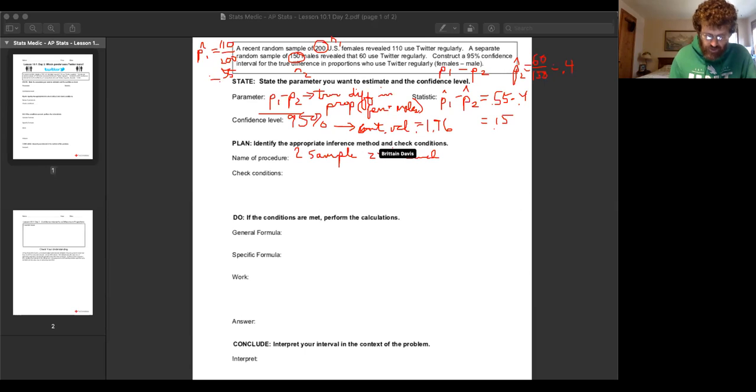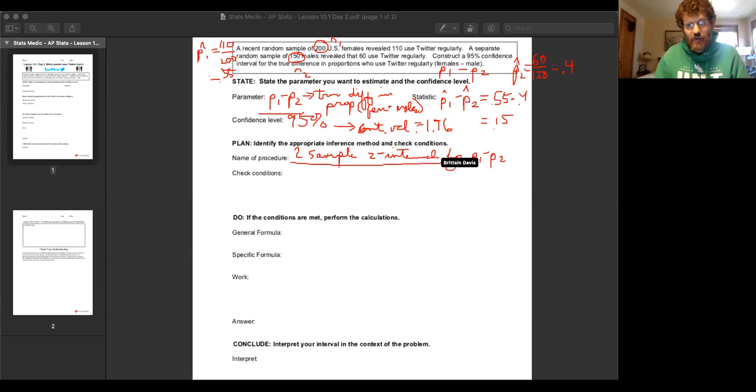And that's good enough. You could also add Z interval for P1 minus P2, but that's unnecessary. Really, this name right here, 2 sample Z interval, is good. And it's 2 samples because we had a sample of females and a sample of males, and we're getting the difference.